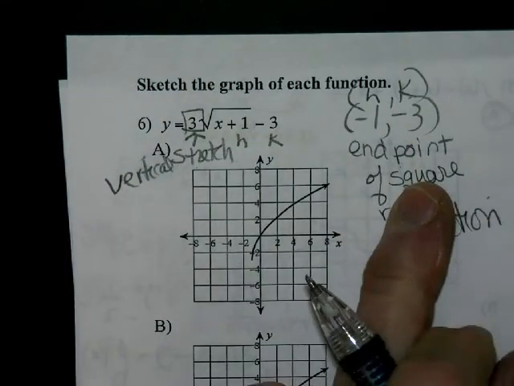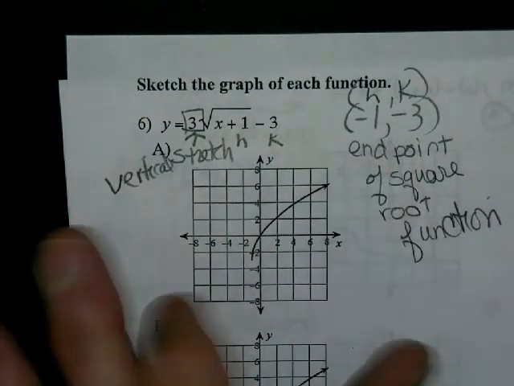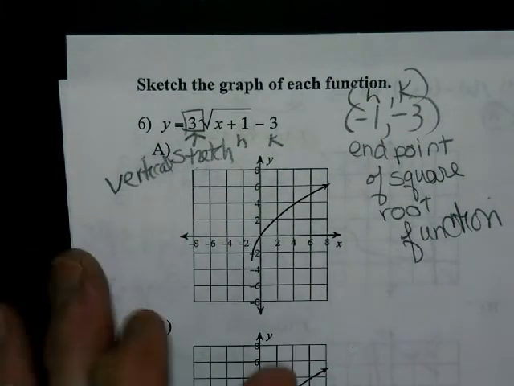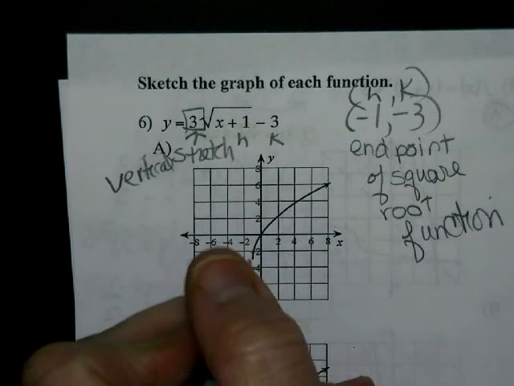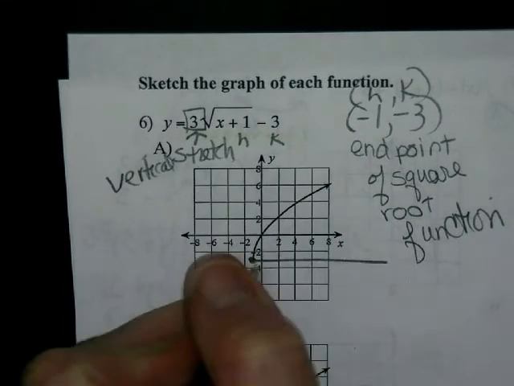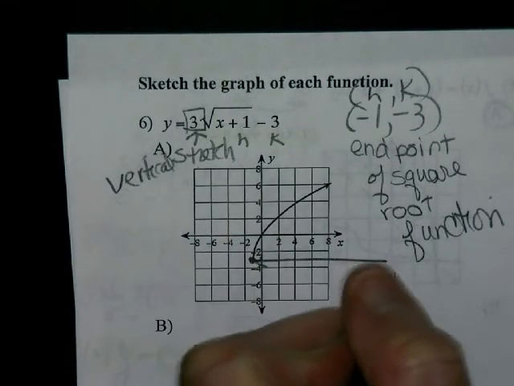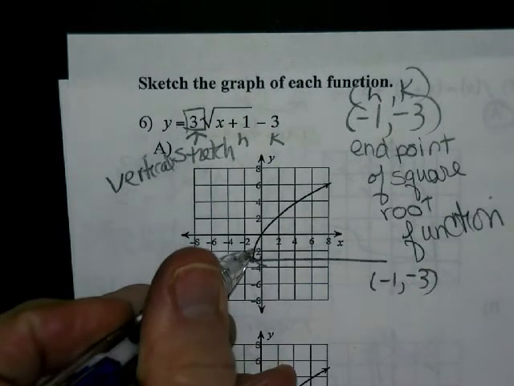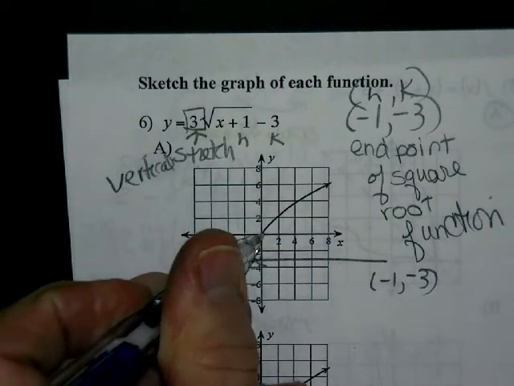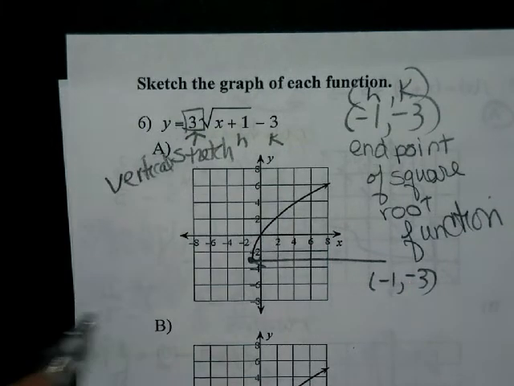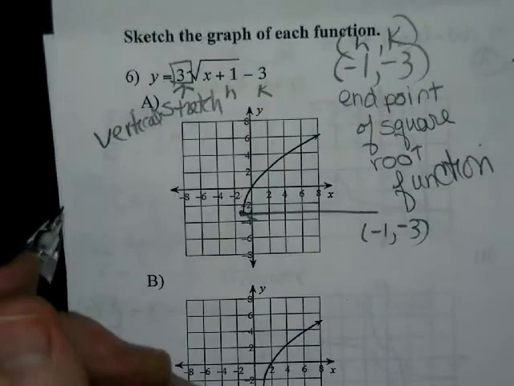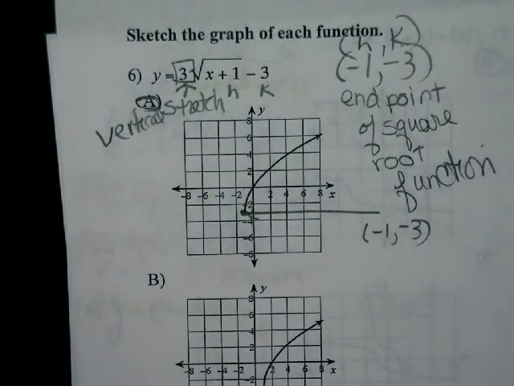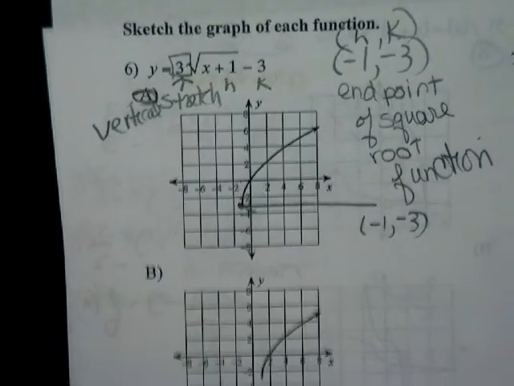So this is H and this is K. If there are more than one graph with the endpoint, then you look at the stretch. But start with looking for the endpoint. So it looks like A is the story. That endpoint there is -1, -3. And if it's stretch 3, that means I count up 1, 2, 3 over 1. It's going to hit on the curve, and it does. So A is my solution.